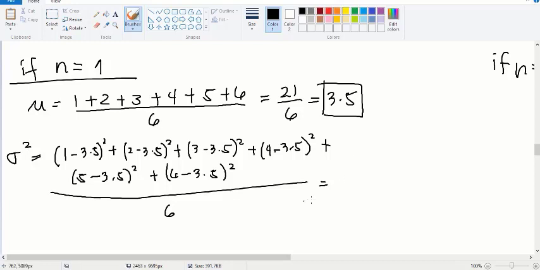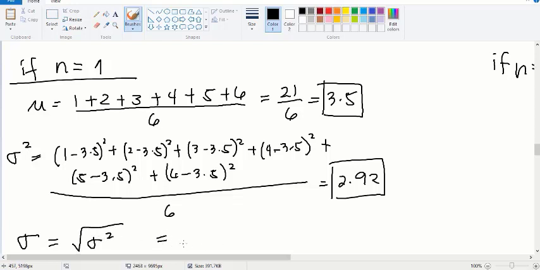Anyway, I have already solved this one, so magtiwala na lang kayo. But if you want to check kung tama talaga siya, then use your calculators. Okay? Ang pangit naman kung ako lang yung nagsosolve. Anyway, the standard deviation would be just the square root of the variance. So, that is the square root of 2.92. Okay. 1.71. This seems easy, no?